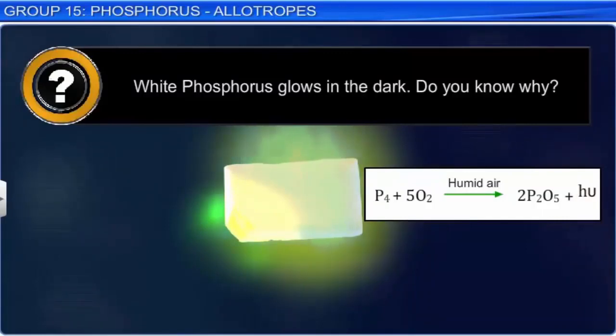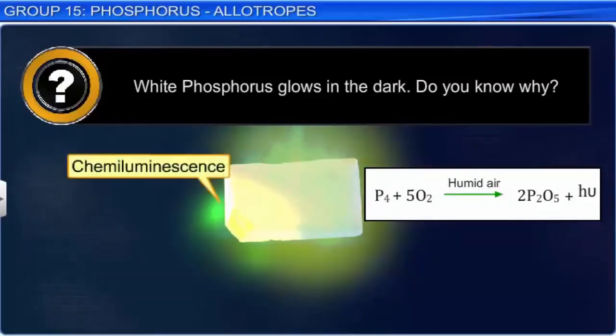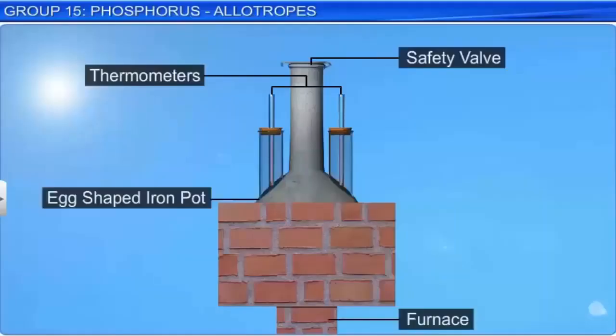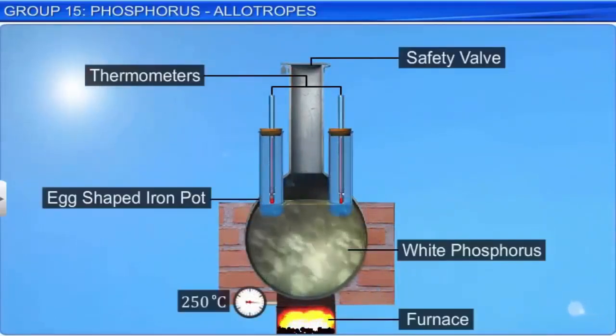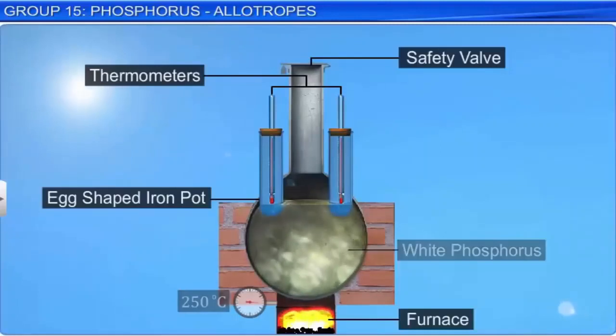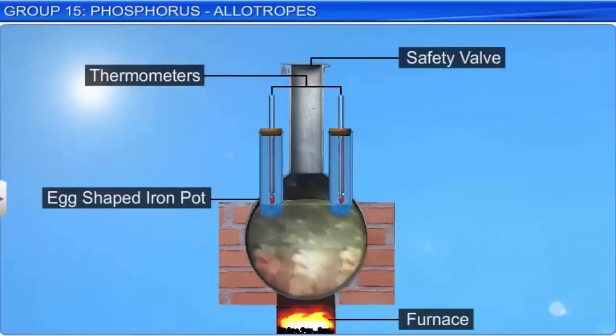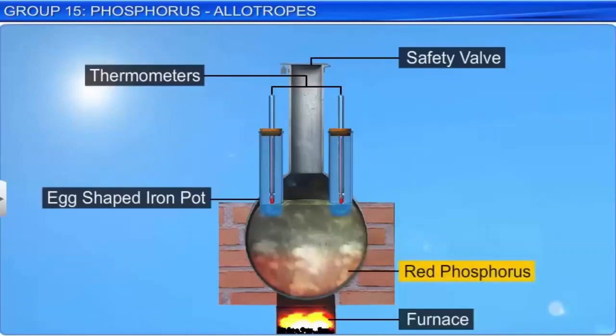Note that the emission of light or electromagnetic radiation during a chemical reaction is called chemiluminescence. Thus, white phosphorus exhibits chemiluminescence. When white phosphorus is heated to about 250 degrees Celsius in the presence of sunlight, a stable allotrope of phosphorus is obtained, which is called red phosphorus.